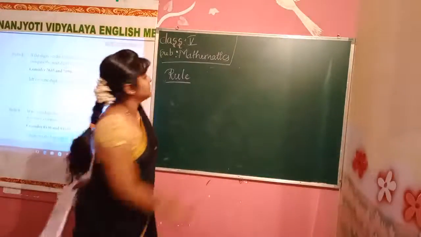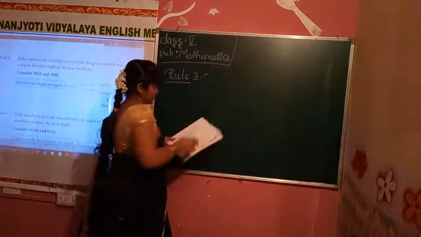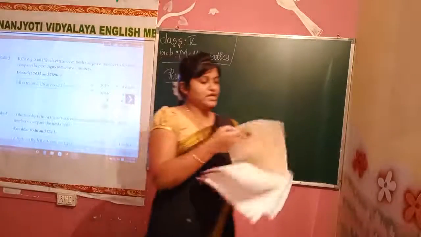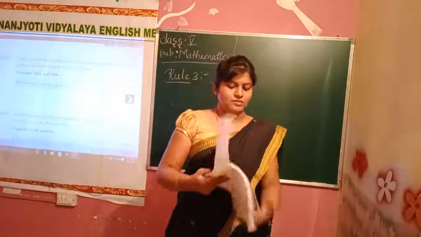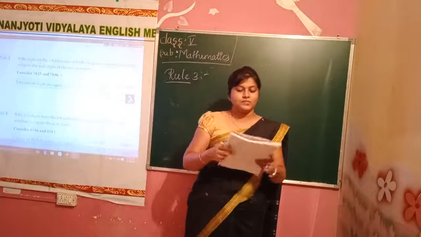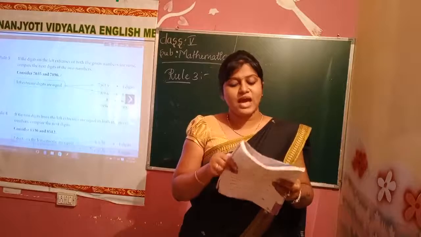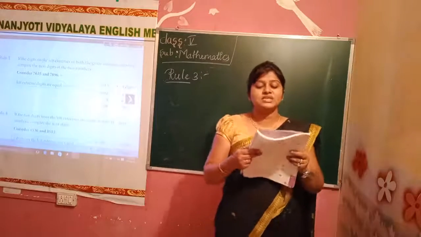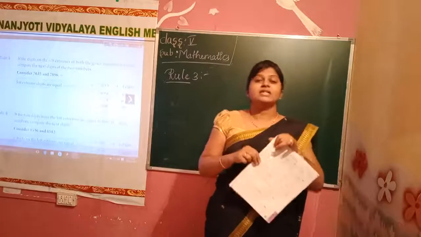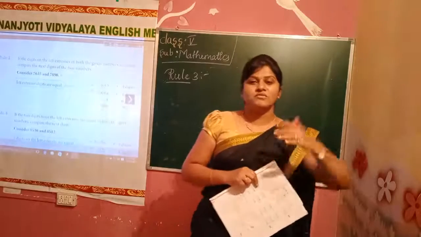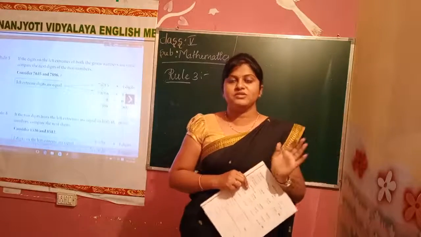Rule 3. Turn to page number 82, children. 83. If the digits at the left extremes of both the given numbers are the same, compare the next digit of the two numbers. In the first case, we studied numbers with a different number of digits.